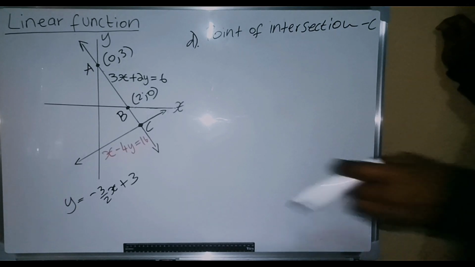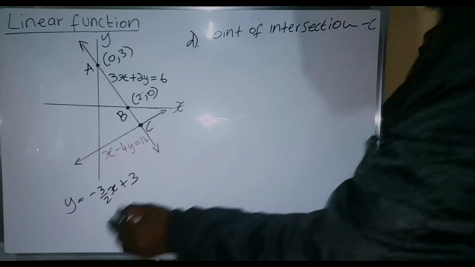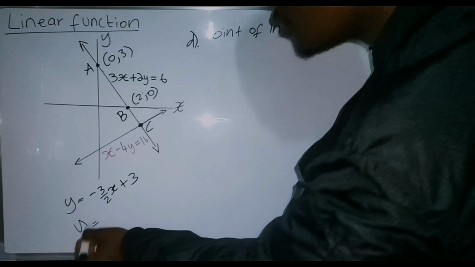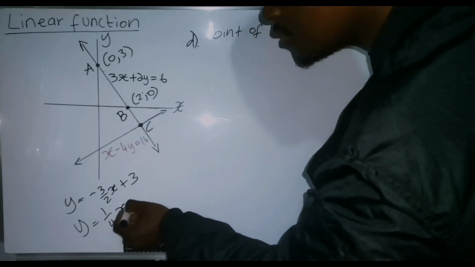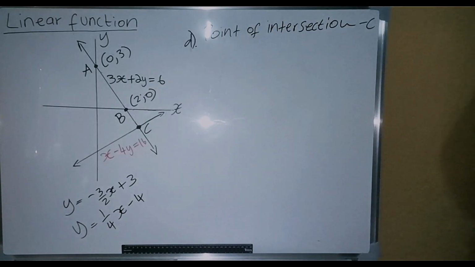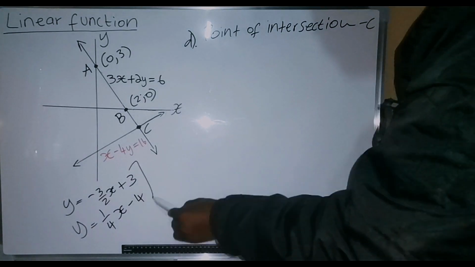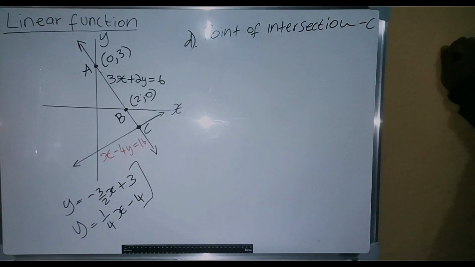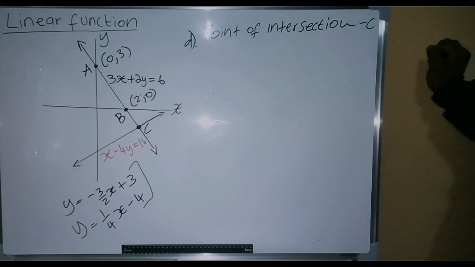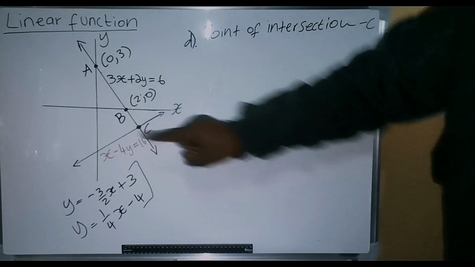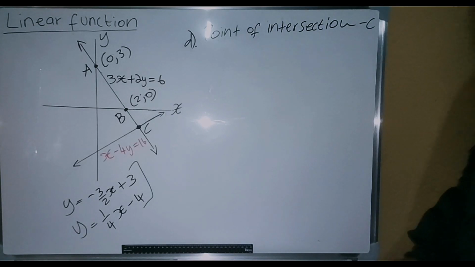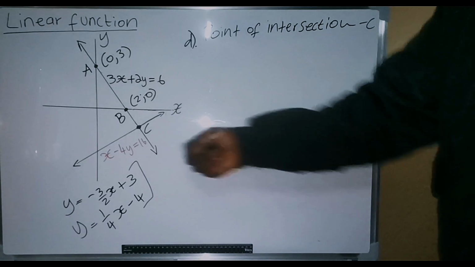The equation of this graph is y is equal to 1 over 4 x minus 4. Now, these two graphs intersect. How about the coordinates of C? Where these two graphs intersect, this point C, this one. These two equations meet.